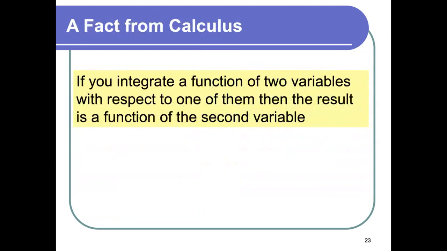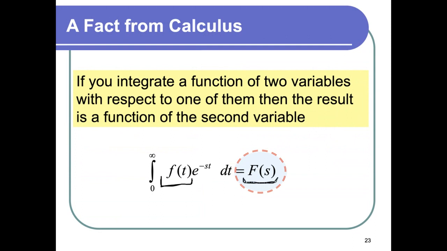We define the Laplace transform to be the following integral. So you have a function f. You want to find the Laplace transform of it, which is capital F of s. We use capital letters to denote functions in the frequency domain. You just multiply that by the exponential, e to the power of minus st, and you take the integral with respect to t. So once you take the integral with respect to t, you will have a function of s. Why? Because if you integrate a function of two variables with respect to one of them, then the result is a function of the other variable.